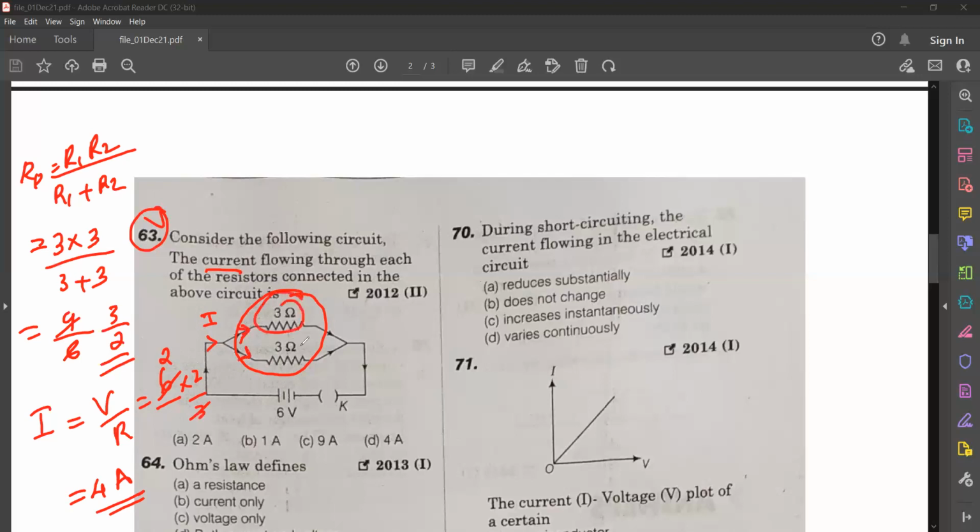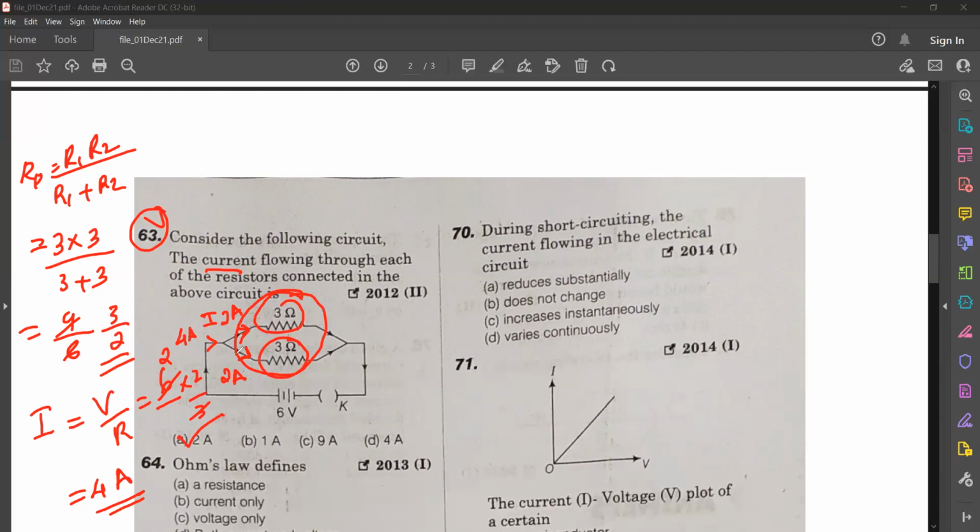So here resistors are equal. So what is the current flowing through each? That is 2 amperes and 2 amperes. This 4 ampere current reaches here and divides into two equal currents of 2 ampere and 2 ampere. So the answer is 2 ampere.